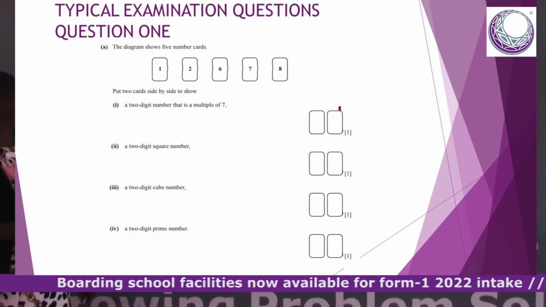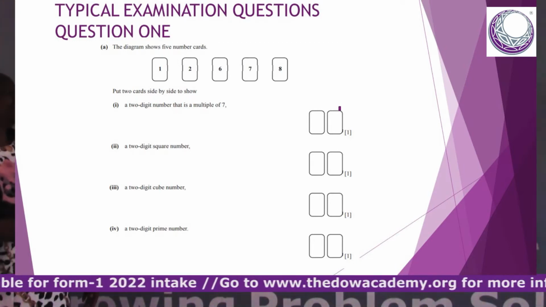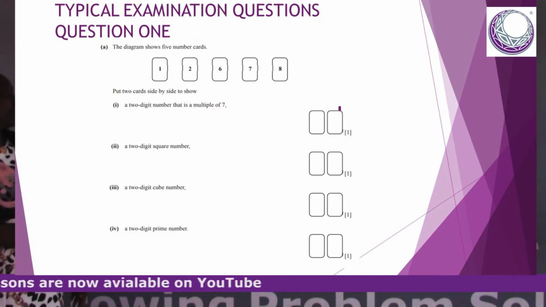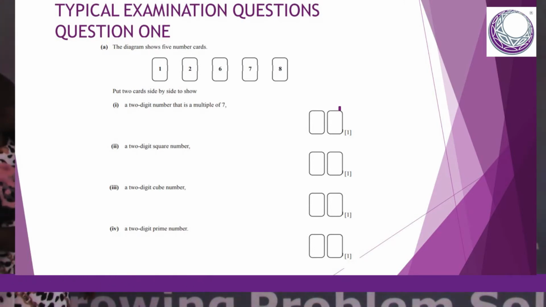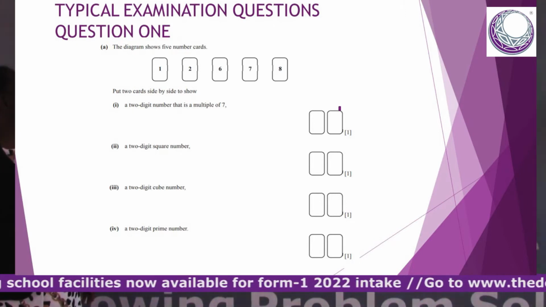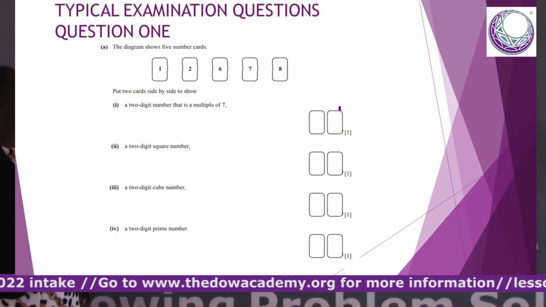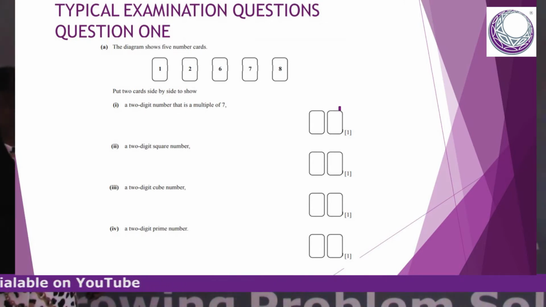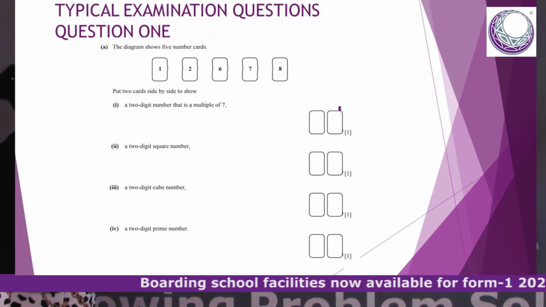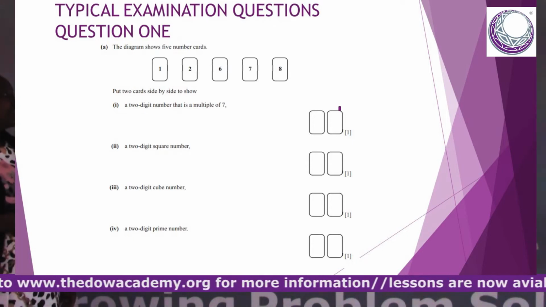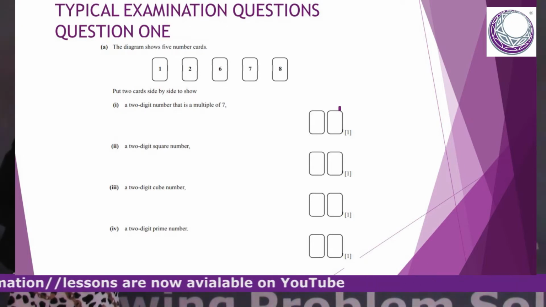The first part says you need to form a 2-digit number that is a multiple of 7. So you are getting 2 cards, then you put a 2-digit number, which is a multiple of 7. If you know your multiples of 7, you will see that we have 2 and 1. We can put 2 in the first box, then 1 in the second one, and make the number 21. 21 is a multiple of 7. You can also form another one. You take your 2, then your 8 in the second box, and you get 28. 28 is a multiple of 7.